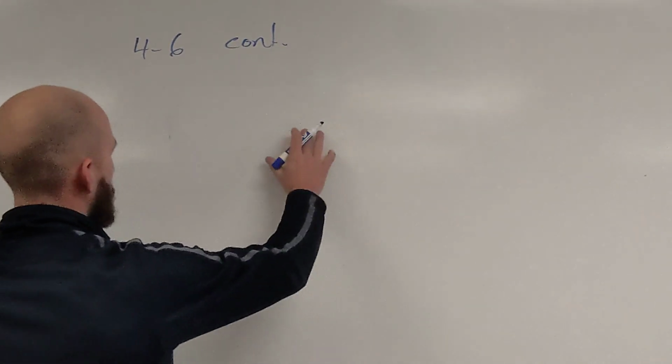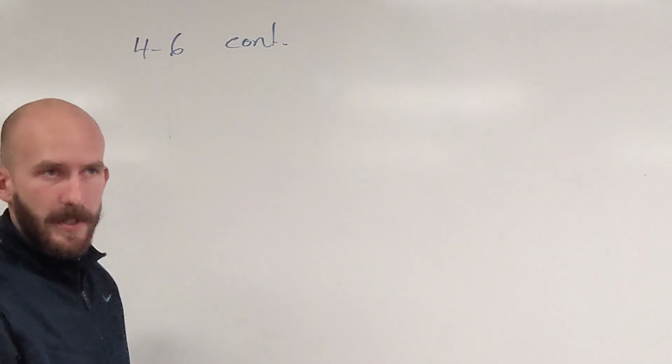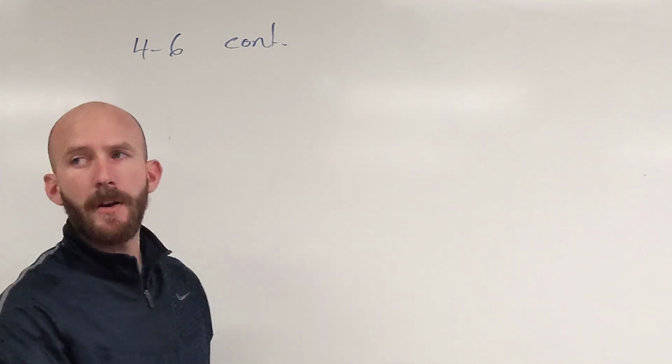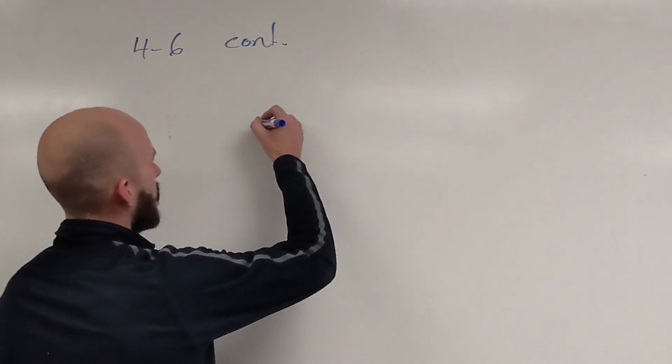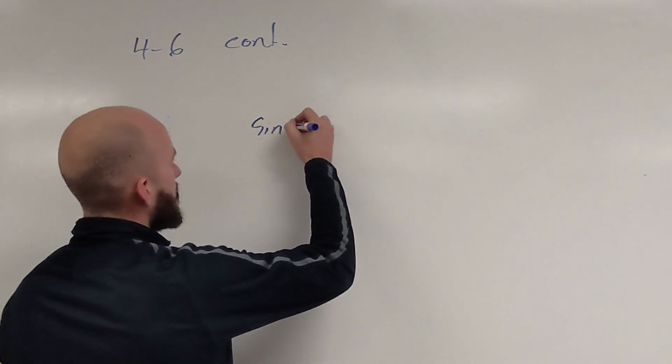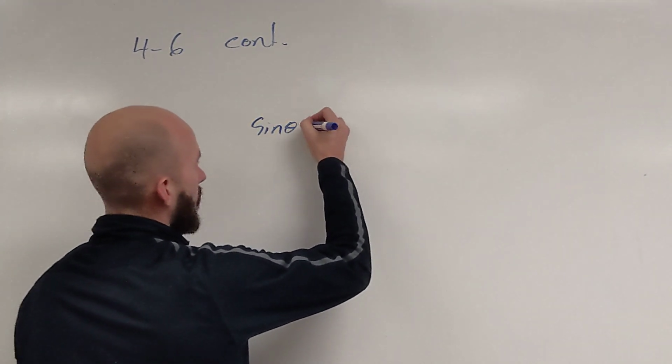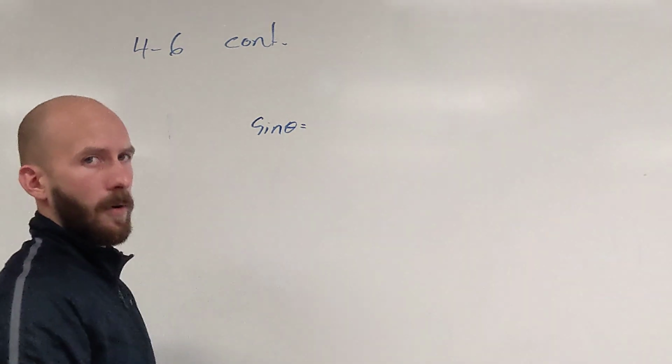So we're still going to be doing inverse trig functions today. Today we're going to be focusing on tangent and cotangent. So I want to remember real quick, all six of our trig ratios on the unit circle, okay?